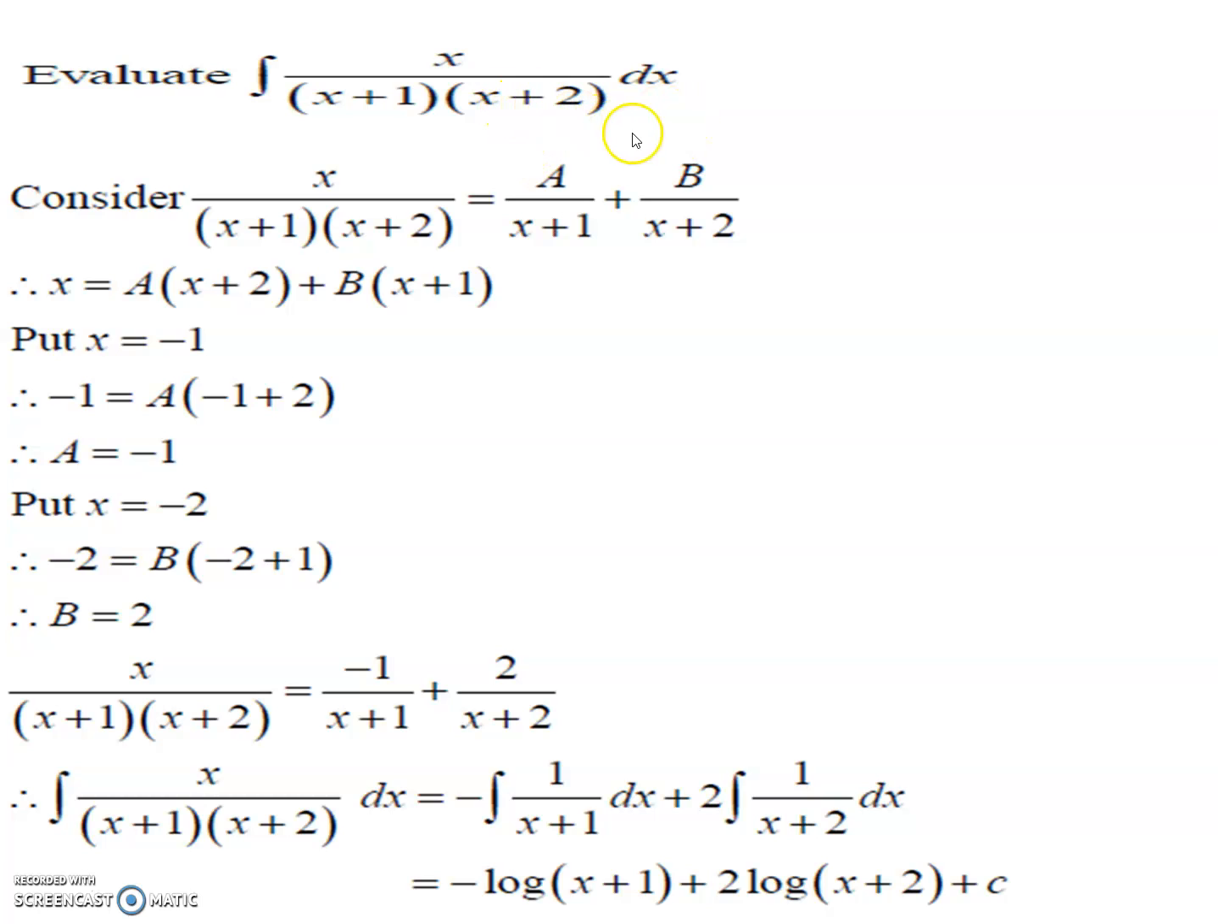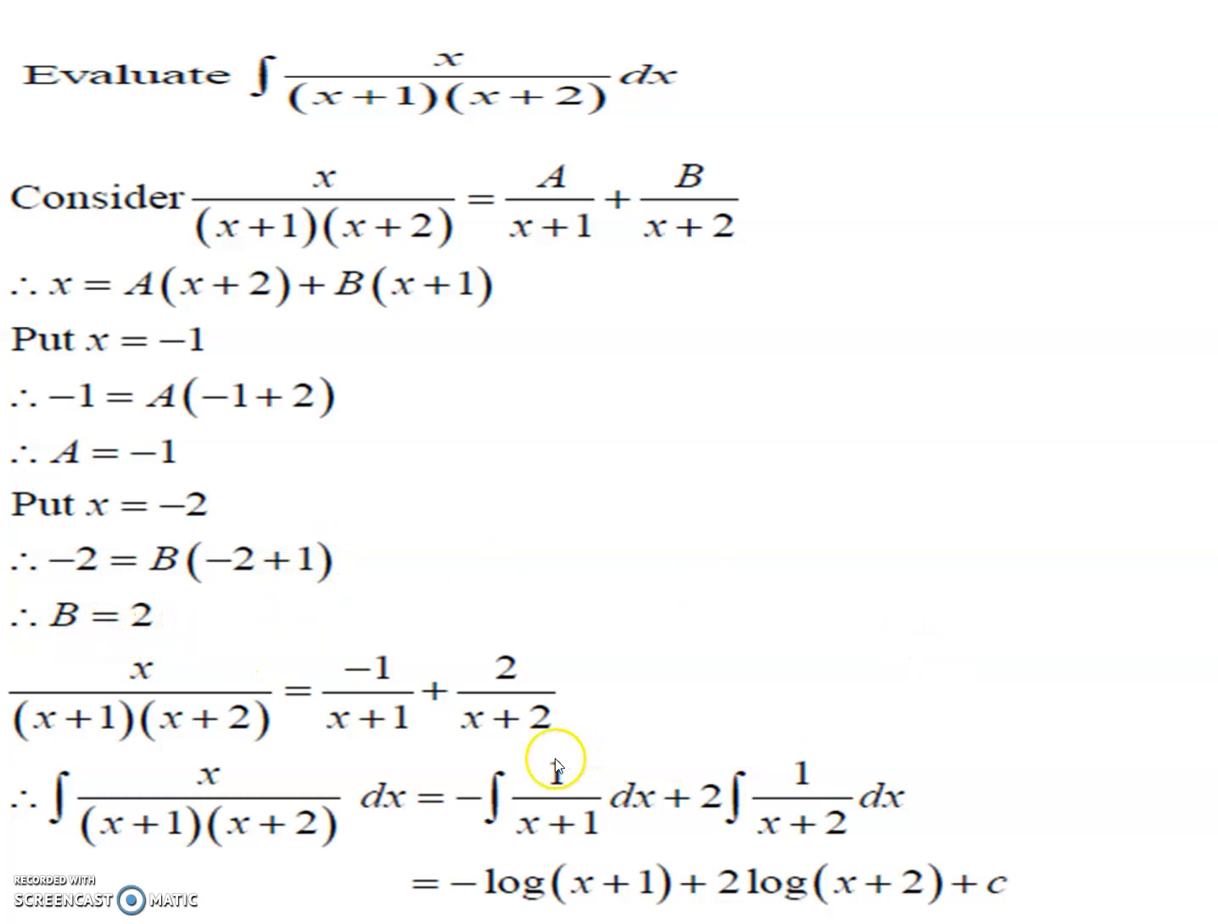Now we have to put x = -2 because x + 2 = 0. That's why x = -2. So -2 = B(-2 + 1). We have -2 + 1 = -1, so -2 = B(-1) is there, and B = +2.